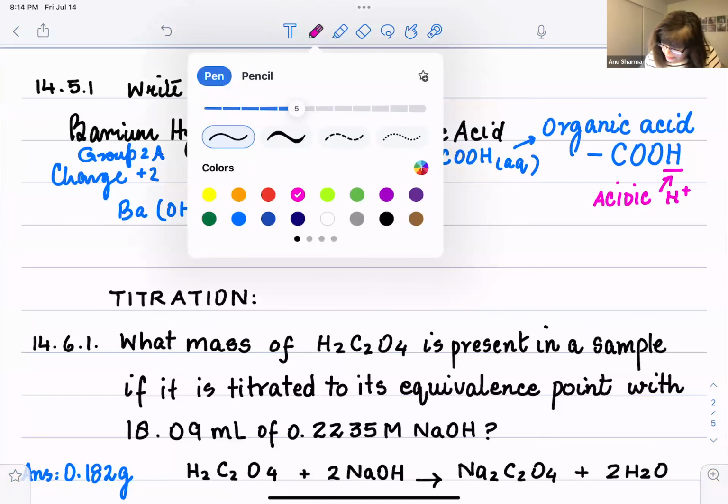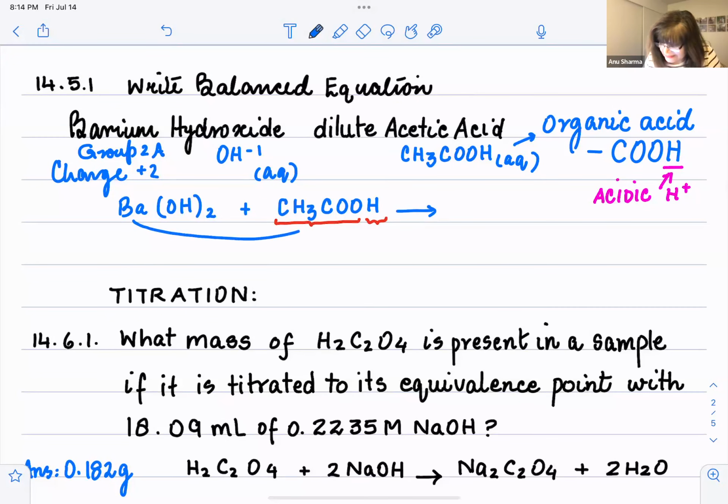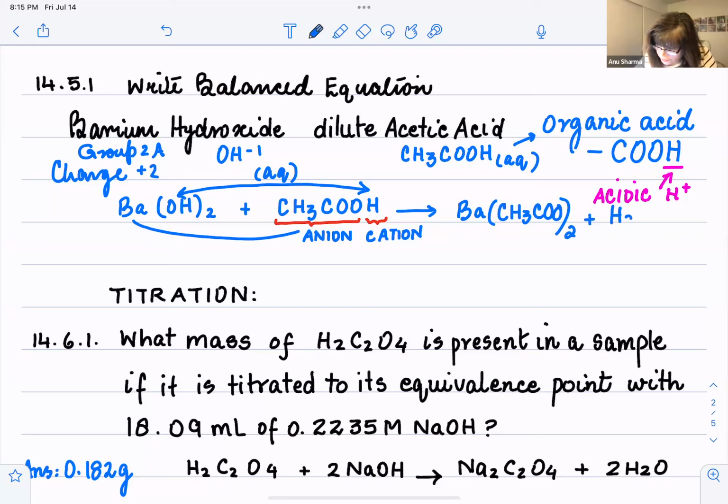All right, so now what are we going to do here? If you look at it, this piece is the anion and this is the hydrogen ion. So that is a negatively charged piece. Now let's write this. Barium is going to combine with the acetate because this is the anion. This is the cation part. So OH and hydrogen will combine. So what is formed here? You're going to write Ba(CH3COO) whole twice, plus H2O, because there are two acetates, right? Acetate anions. So this whole thing becomes two.